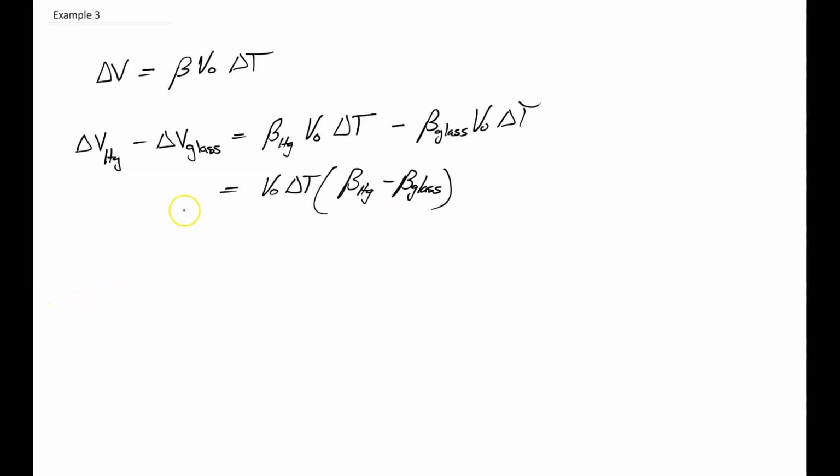Now, the bulk modulus itself for glass is going to be 3 times the linear expansion coefficient for glass, and the bulk modulus for mercury, we can read that from the table as 18 times 10 to the minus 5 per degree Kelvin.